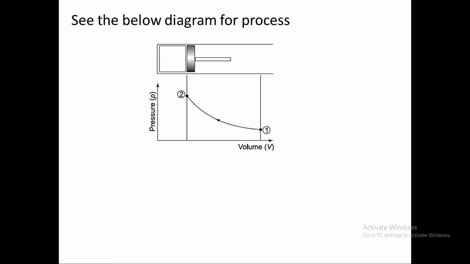So we have the diagram for the process where a system changes from the initial to the final volume. It is a piston cylinder arrangement. When the piston moves at a certain stage, the volume changes. So the pressure increases, the volume decreases. So this is a particular path, and it's called a process.